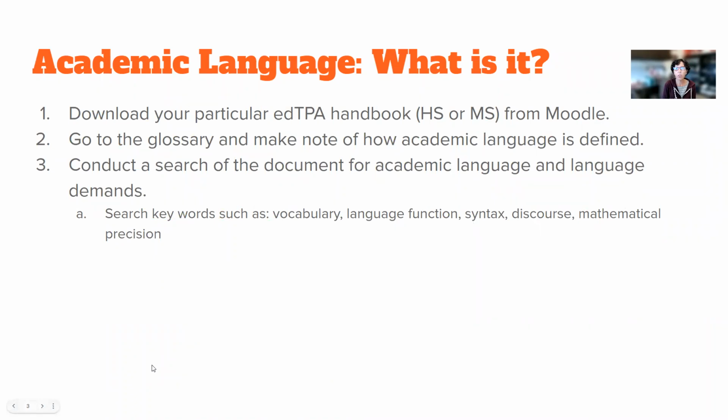So the first thing I want you to do is to download your particular EdTPA handbook, either the high school or middle school from Moodle. Go to the glossary and make note of how academic language is defined. And then conduct a search of the document for academic language and language demands. So some keywords that you might search for are vocabulary, language function, syntax, discourse, mathematical precision. So I want you to pause the video and go ahead and do that. And then I'll have a quick reflection question for you to complete.